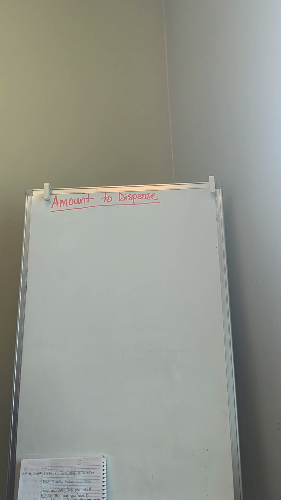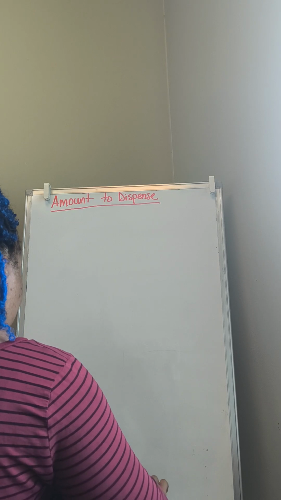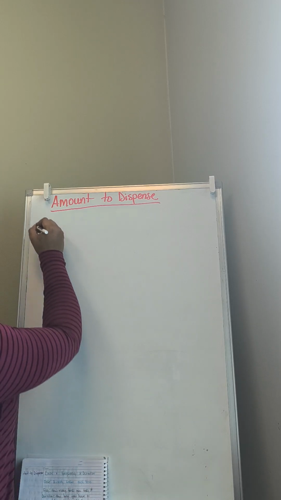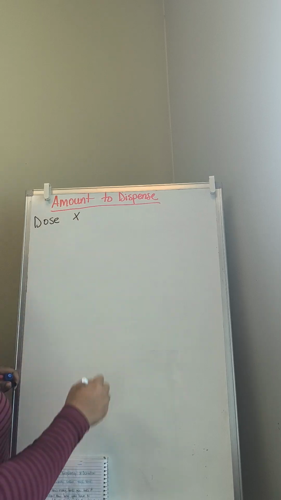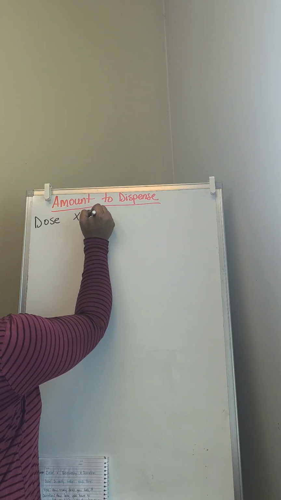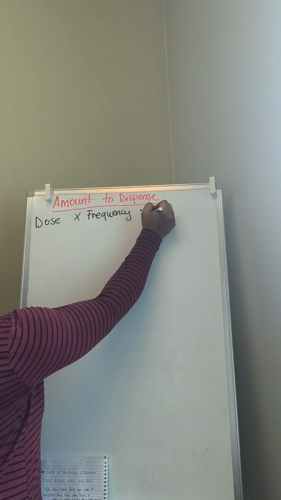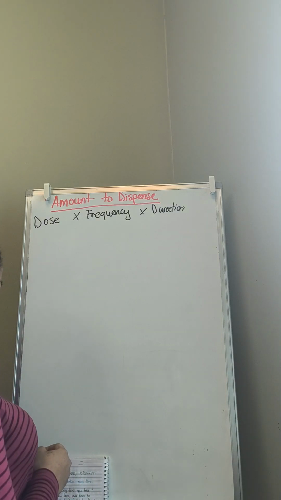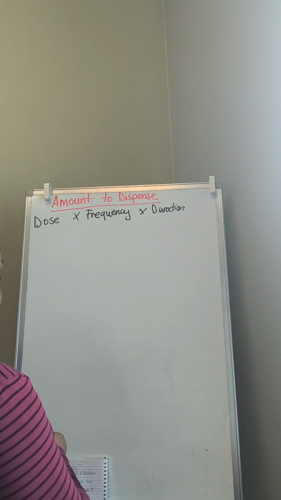So here are the formulas that I wrote down that I think you should just keep in mind, right? This is the formula to find the amount to dispense. You're going to do the dose times the frequency and duration. The dose means the quantity taken each time.